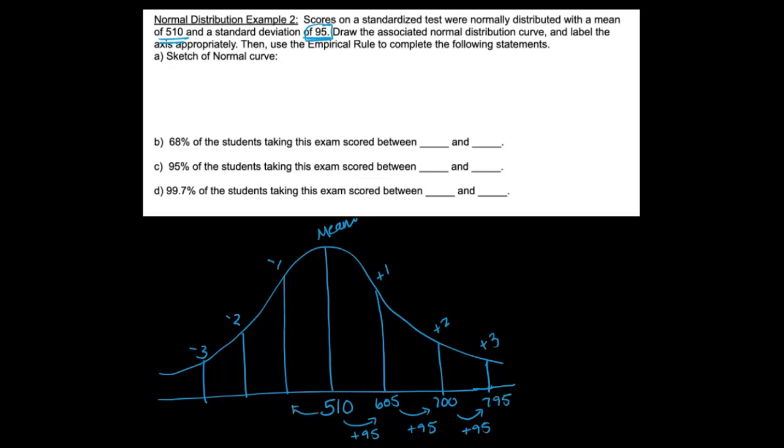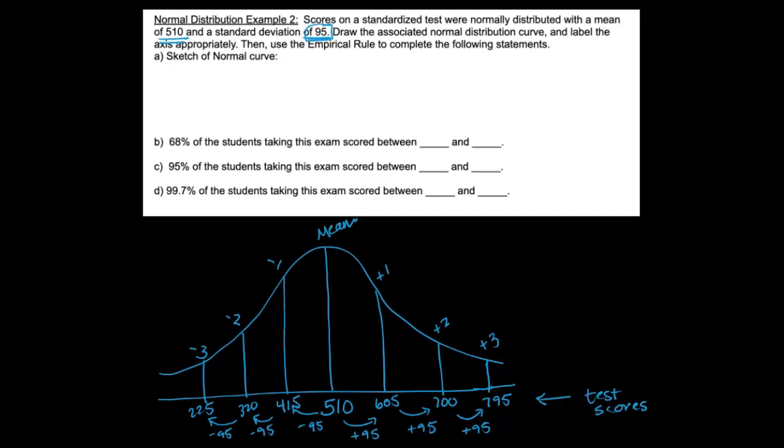And then I'm going to subtract 95 to go to the left to get the standard deviations below average. So then I get 415. And then I subtract 95, and I get 320. And then I subtract 95, and I get 225. And so the numbers on the x-axis here, these are all the test scores that are associated with the different standard deviations. Now we can go ahead and answer the question.